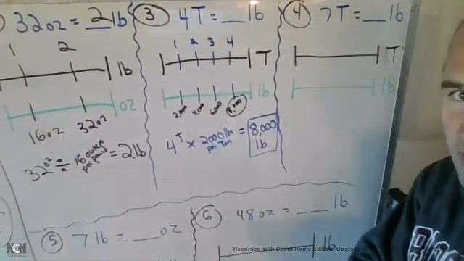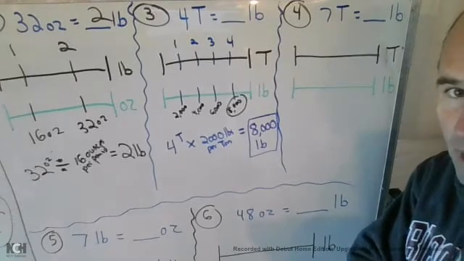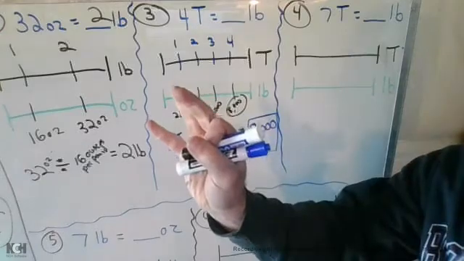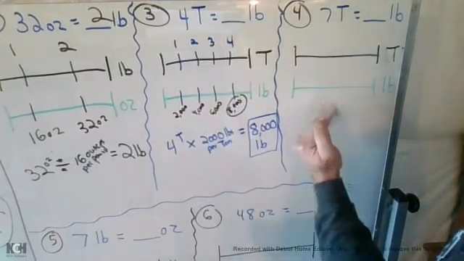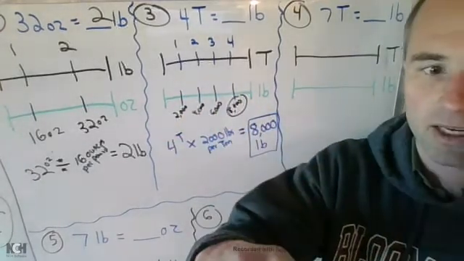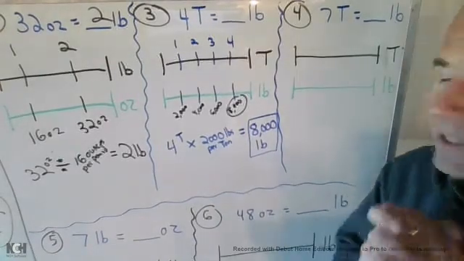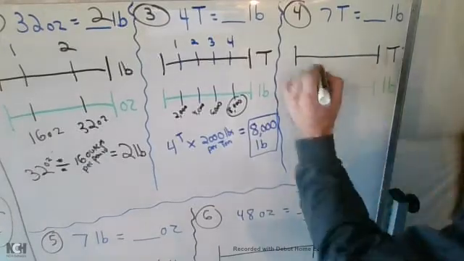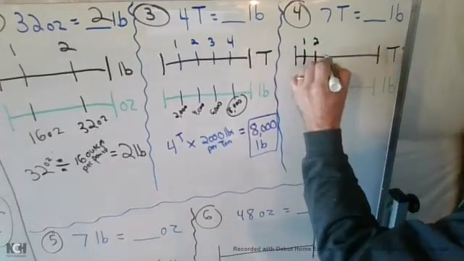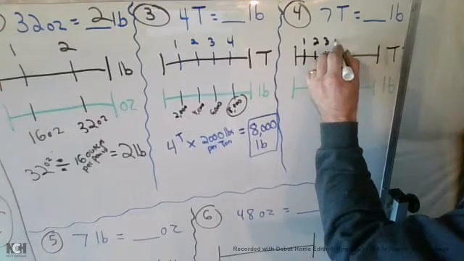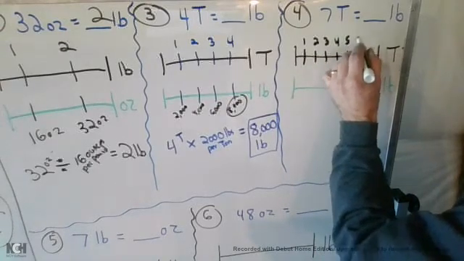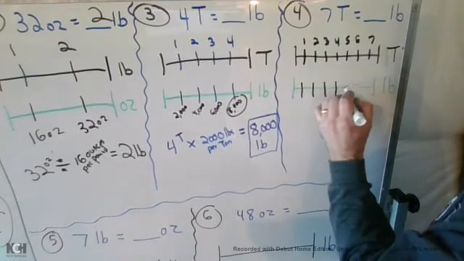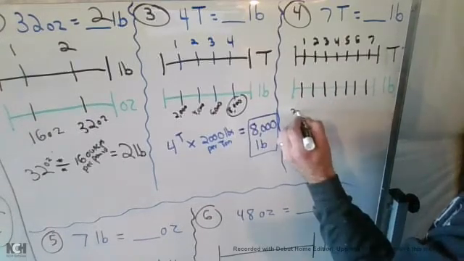Number 4. 7 tons equals how many pounds? Very similar to this one. Just got to go a little bit further this time, or further up the number line. Go ahead and do that now. All right, here we go. 7 tons equals how many pounds? So I'm going to make it with you. 1 ton, 2 tons, 3 tons, 4 tons, 5 tons, 6 tons, 7 tons. And I have to count by 2,000s.